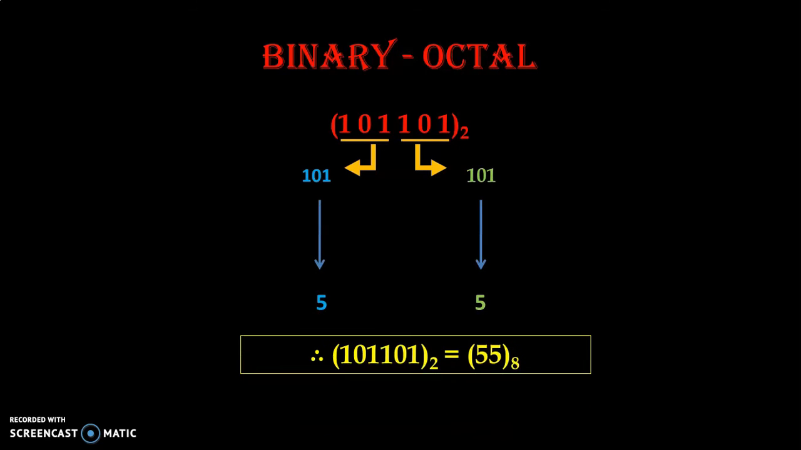So now it is simple. So binary number 101, 101 and equivalent octal number, we have to club both the numbers. So 55, that is equivalent octal number. Very easy and very simple.